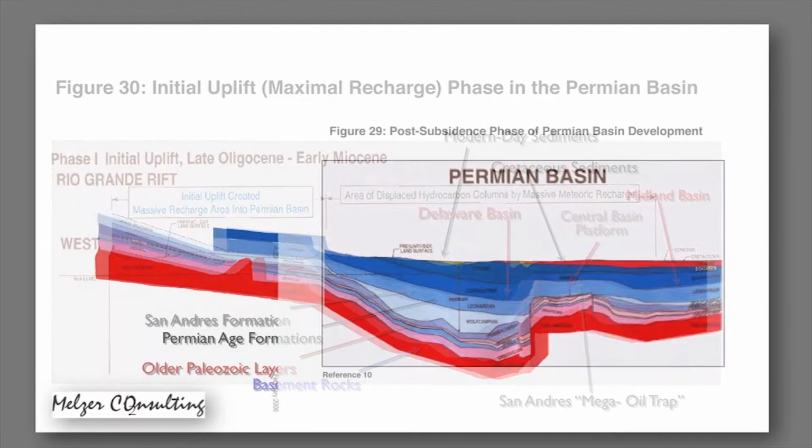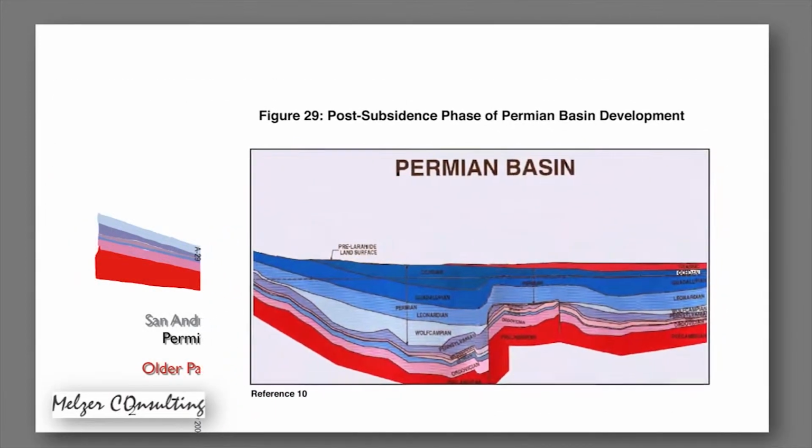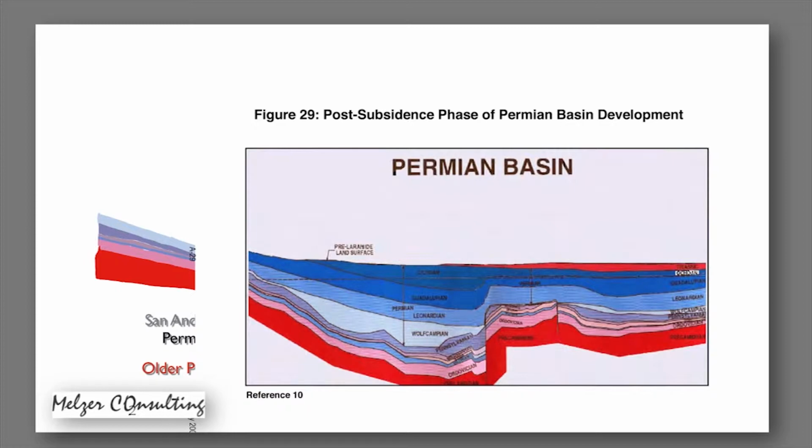What we are trying to do is recreate the tectonic events that have formed the basin and then altered the basin, including the original megatrap of oil that was in the San Andres Formation of Permian age. We have an animation for you here that attempts to recreate the formation of the Permian Basin and shows the original oil trap that was formed in the San Andres Formation.